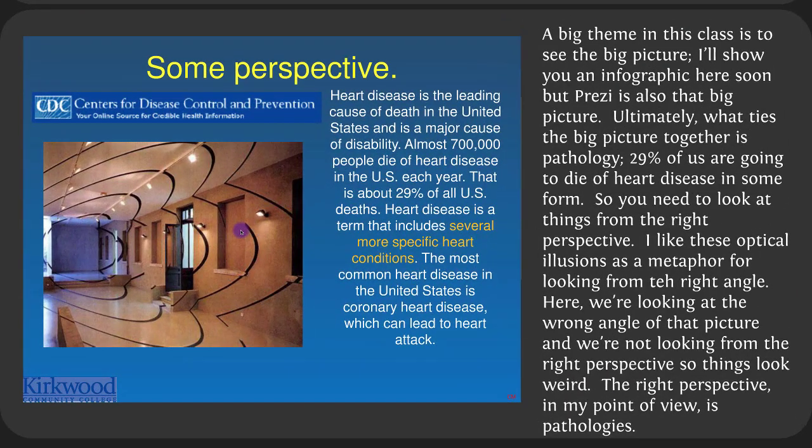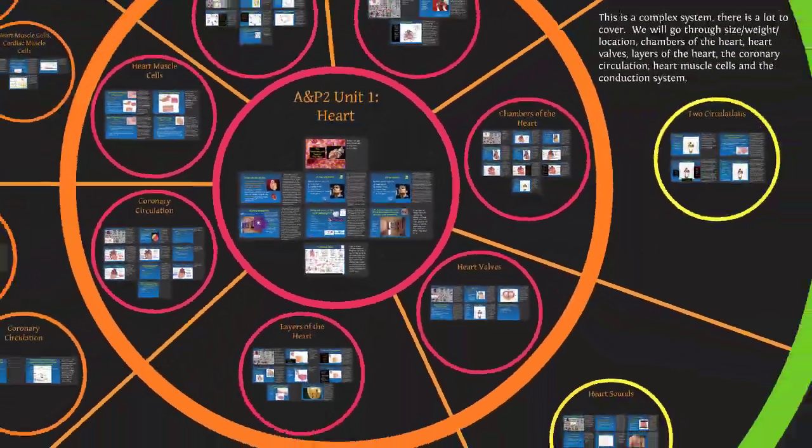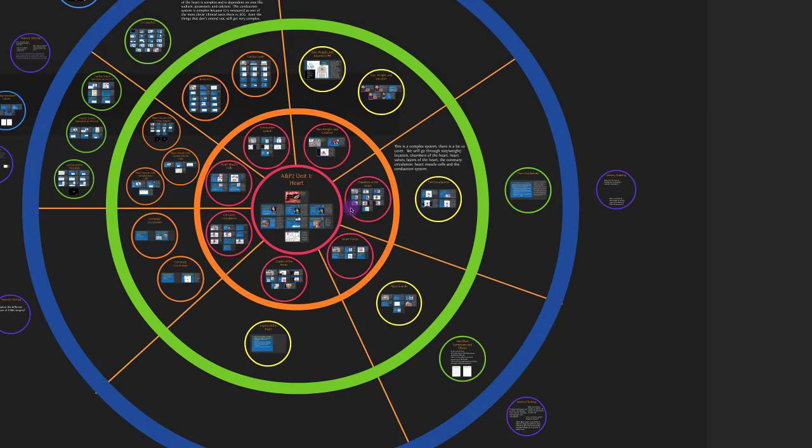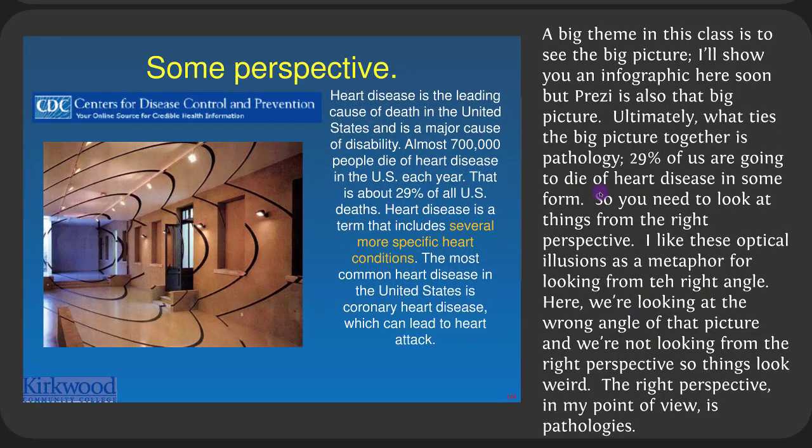A big theme in this class is to see the big picture. I'll show you an infographic here soon, but Prezi is also that big picture. If we draw out really fast, you can see that the big picture is you have to know certain amounts of anatomy, then that's going to build into physiology, and it's going to build into mastery thinking. So there is a big picture here. Ultimately, what ties the big picture together is pathology.